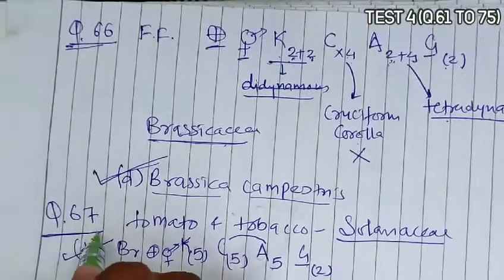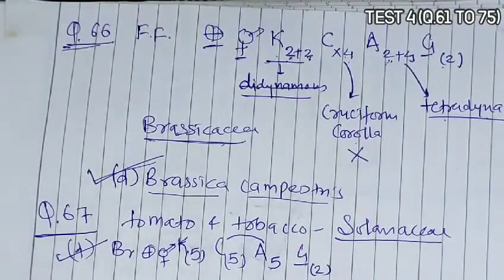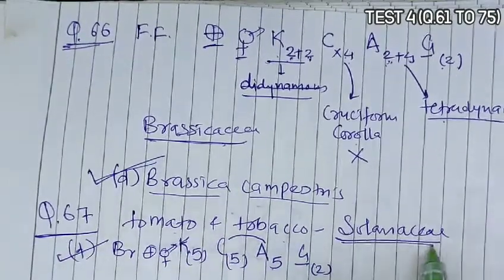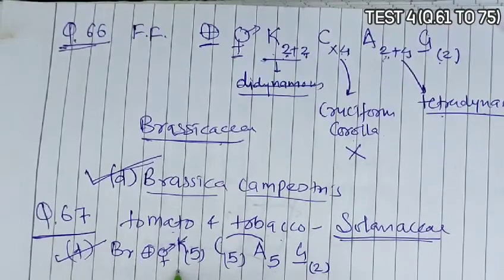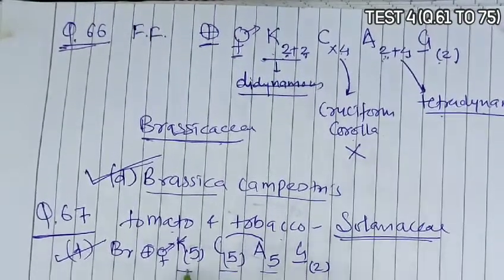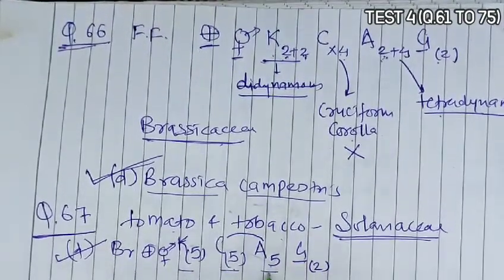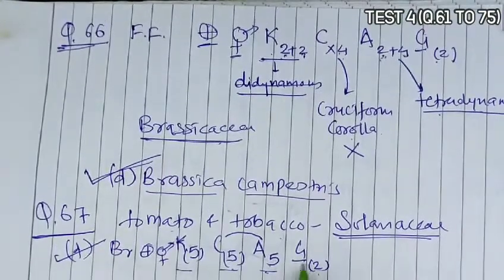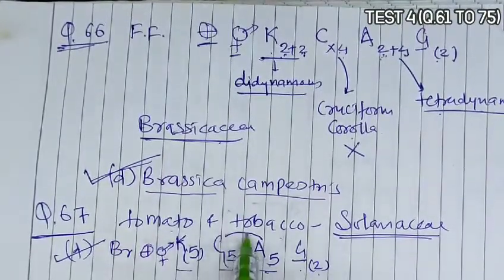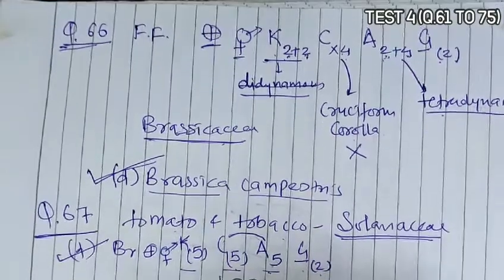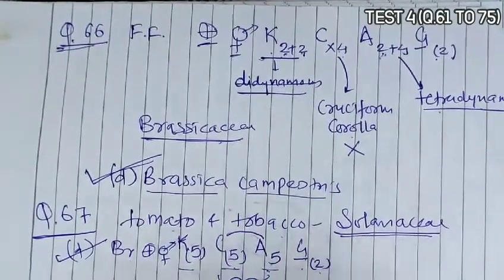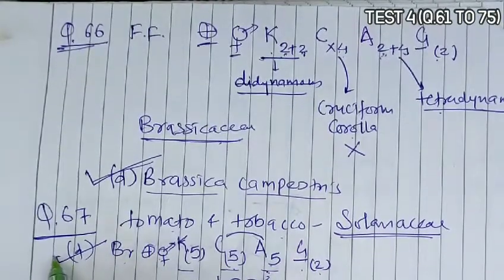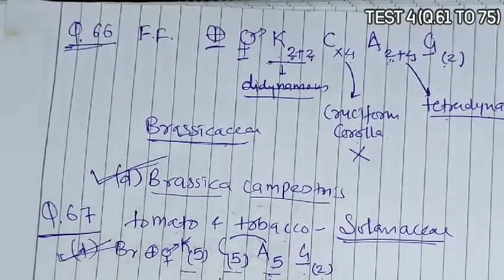Next is question 67. It asks for the floral formula of tobacco or tomato. Now tobacco and tomato belong to the Solanaceae family. In the Solanaceae family, they have a 5-5-5 condition, that is 5 sepals, 5 petals and 5 stamens. The gynoecium is bicarpellary, fused, syncarpous, and we have an epipetalous condition. They also have bracteate nature, bisexuality, and actinomorphic flowers. So option D is the correct answer.